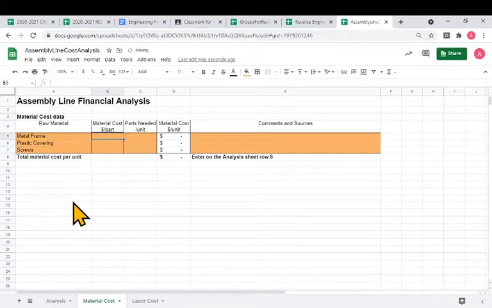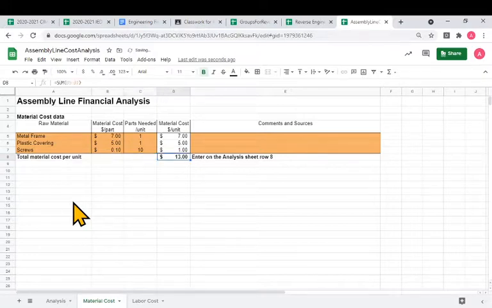Okay, we'll do the material cost for each part. To purchase one metal frame, it's going to be, let's say, around $7. For plastic covering, we'll say it's about $5. And for the screws, we'll say they're about 10 cents a piece. And now we're going to calculate how many parts we actually need for each. So for the metal frame, we just need 1. For the plastic covering, we need 1. And then for the screws, we'll say we need about, I don't know, maybe 10 screws.